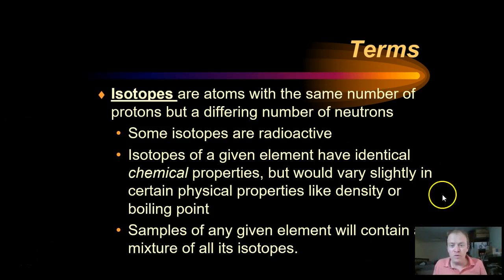But if you, for some reason, did that, separated 2 different isotopes of iron, you would find that they behave exactly the same in chemical reactions. But if you tested their density, their boiling point, their melting point, there might be very slight differences.